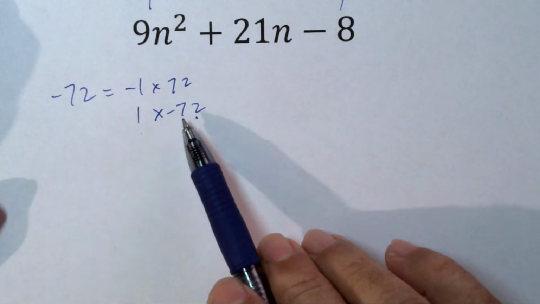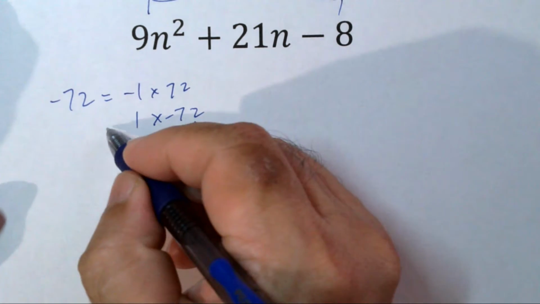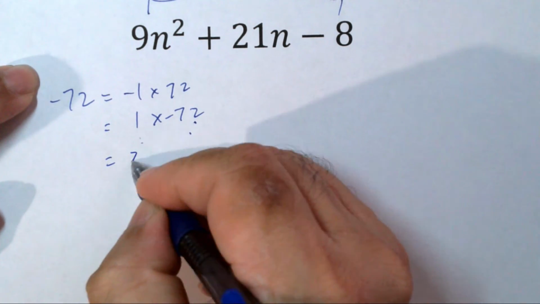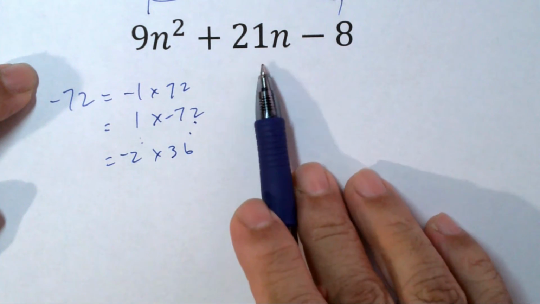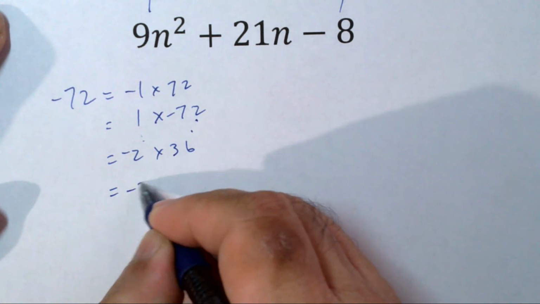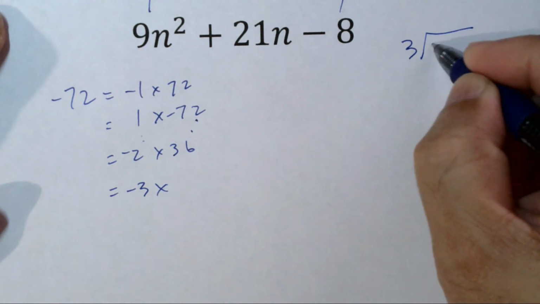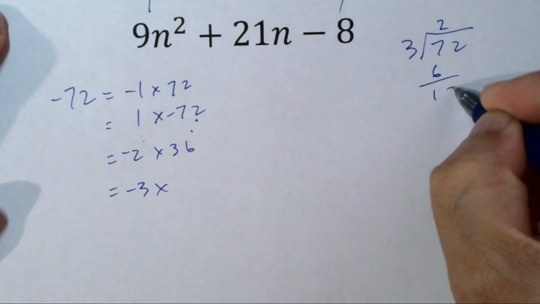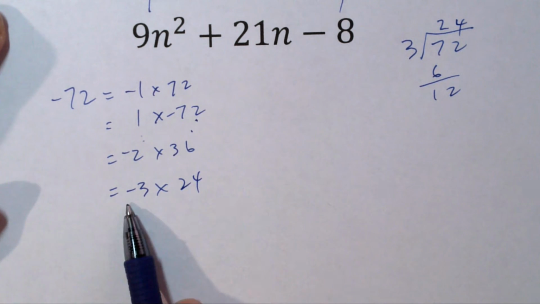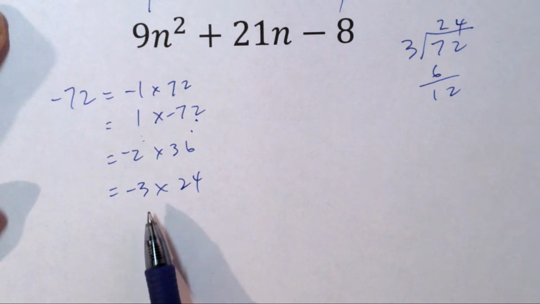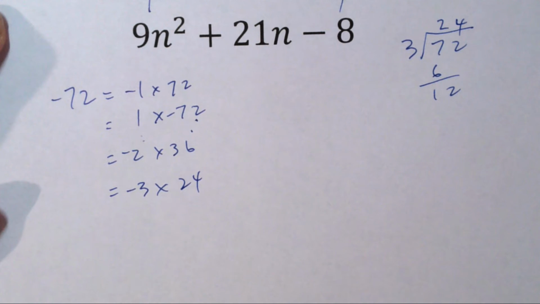The way you're going to decide is how do we get this positive 21? How about 2 times 36? 36 minus 2 is 34. Close. Let's try 3. How many times does 3 go in there? 3 goes into 72 twice, 6, 12, 4, 24. And there we go. Negative 3 times 24 is negative 72. Negative 3 plus 24 is 21. So there is our choice. I got lucky.